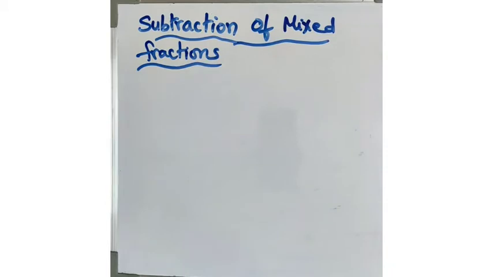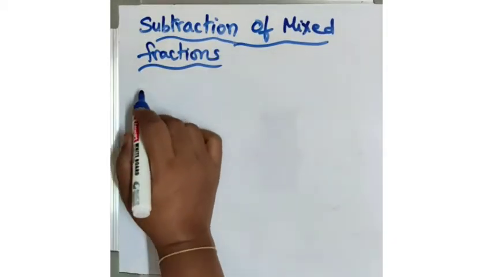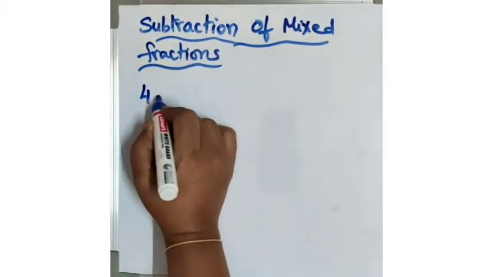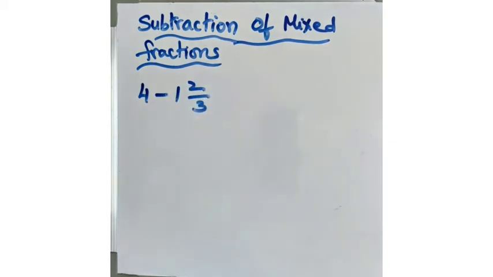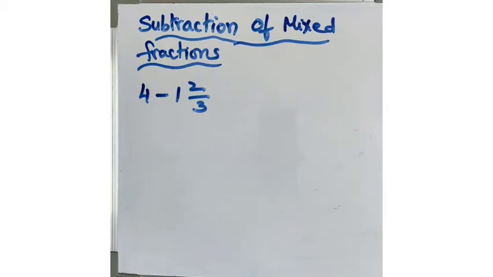Hello. Today we will learn subtraction of mixed fractions by a very simple method without using the traditional method. Let's take an example: 4 minus 1 2 by 3. Here we can solve this sum by using a very simple trick. Don't go in for the traditional method.